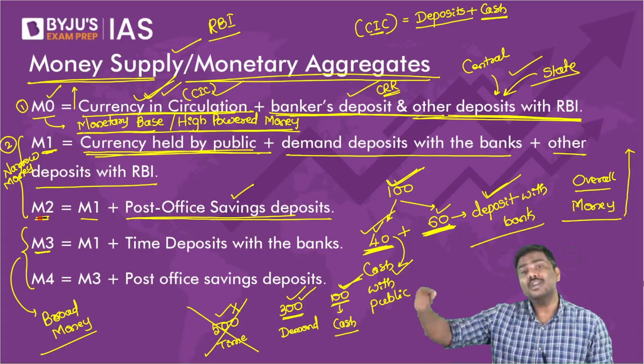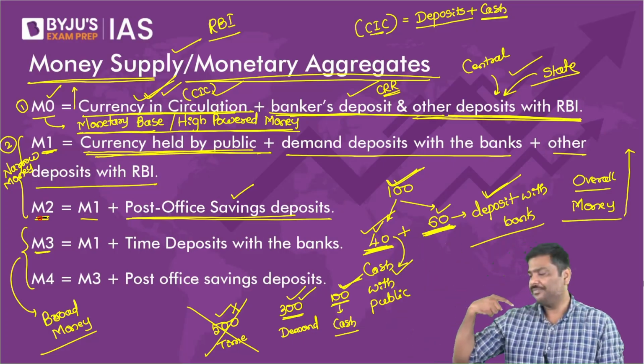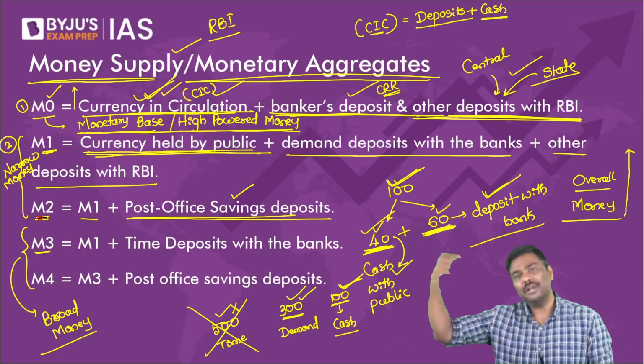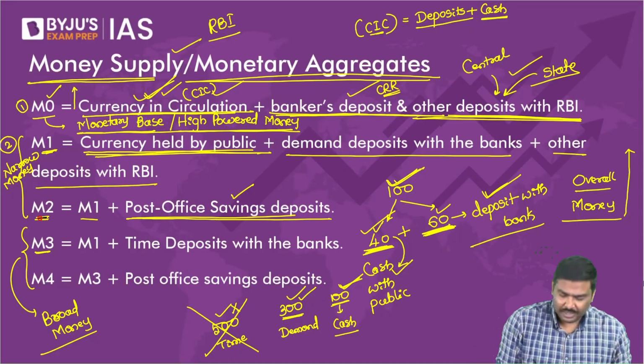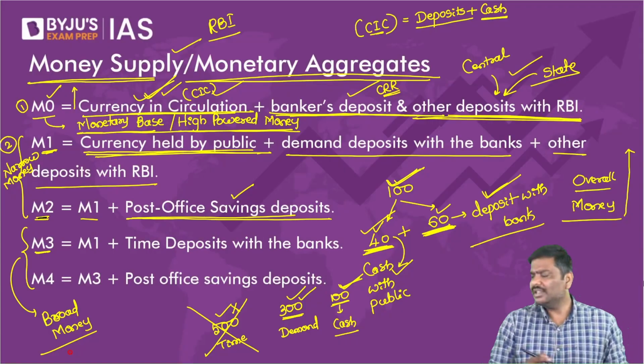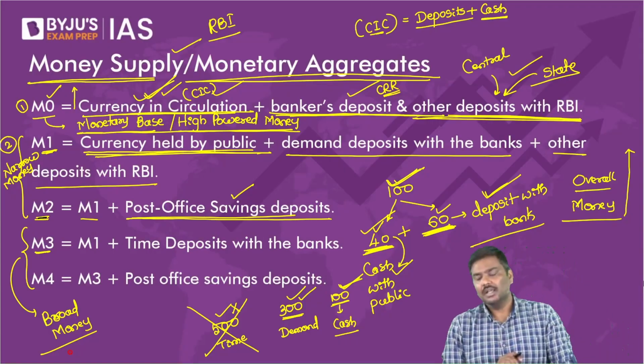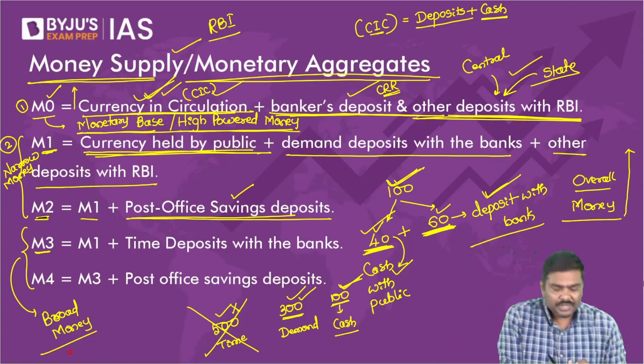Please wake up. Okay, so M2, right? I'm not saying M2 is broad money. I'm saying M2 is more broader compared to M1. Okay, now come to M3. M3 is called broad money. M3 and M4 will be referred to as broad money.